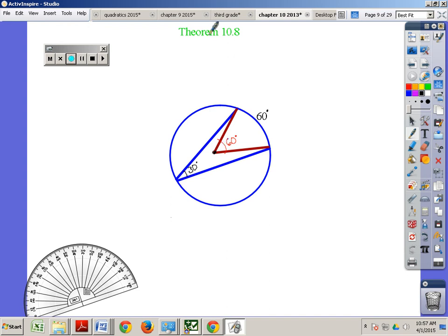So this is theorem 10.8, where it says if an angle is inscribed in a circle, then its measure is half the measure of its intercepted arc. Make sure you copy this down from page 613.